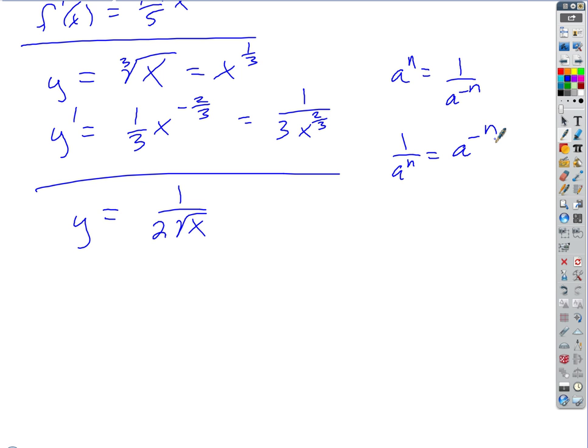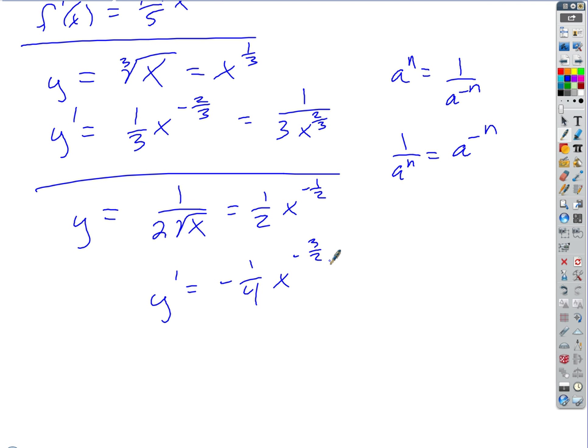Okay, so this I could rewrite as 1/2 x to the negative 1/2. Now we just fire away with the power rule. Right, so what's y prime going to equal? Negative 1/4 x to the negative 3/2. Yeah, negative 1/2 minus another one is negative 3/2. Yep.